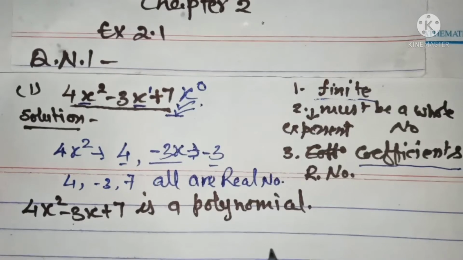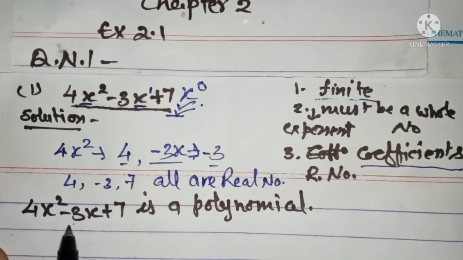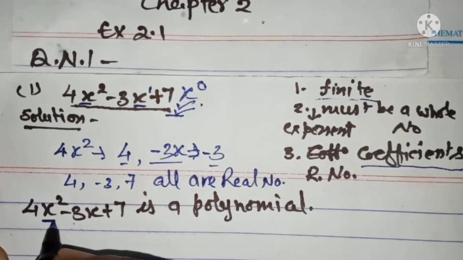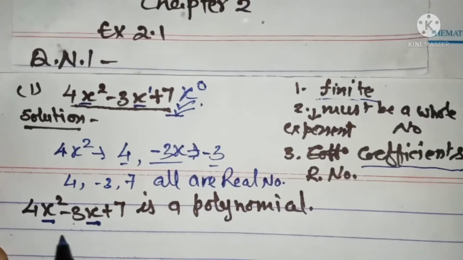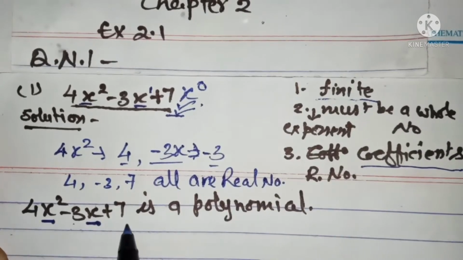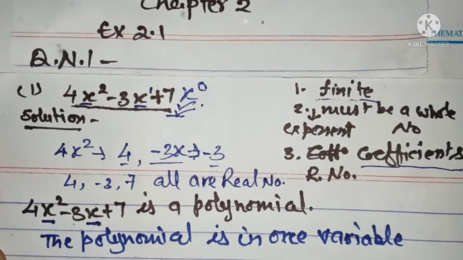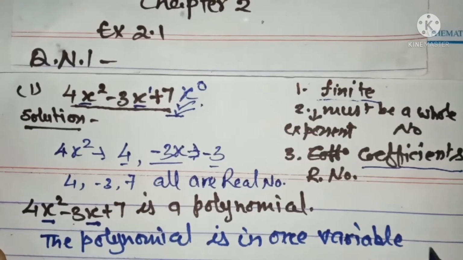Now we have to find whether this polynomial is in one variable or not. You can see here x square, the variable is x. Here minus 3x, the variable is x, and no other variable is present in this expression. So the polynomial is in one variable, and that is x.